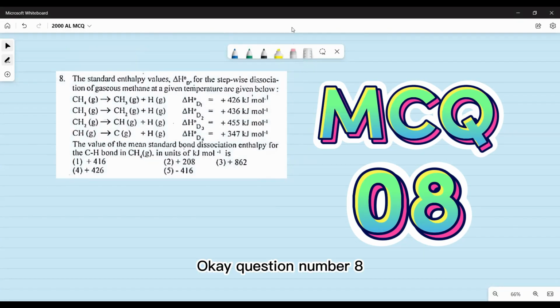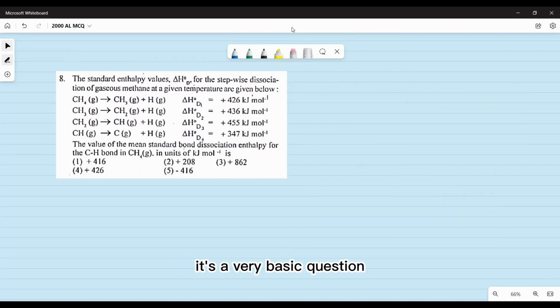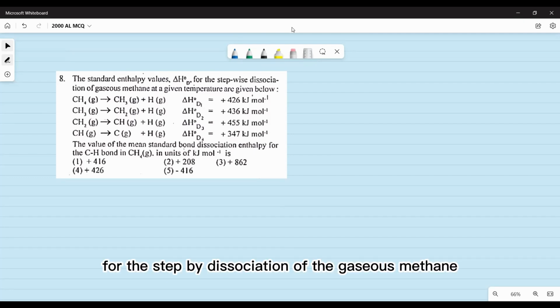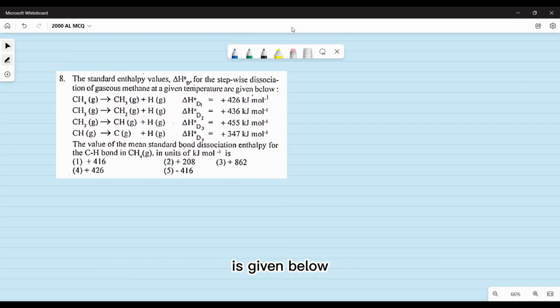Question number 8 is from the enthalpy lesson. It's a very basic question. We will see the standard enthalpy values. Delta H is standard D, right? So D stands for dissociation. For the stepwise dissociation of the gaseous methane at a given temperature, the values are given below.